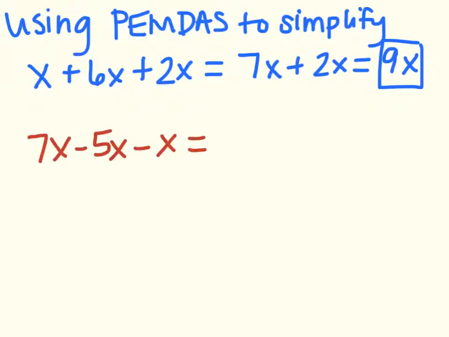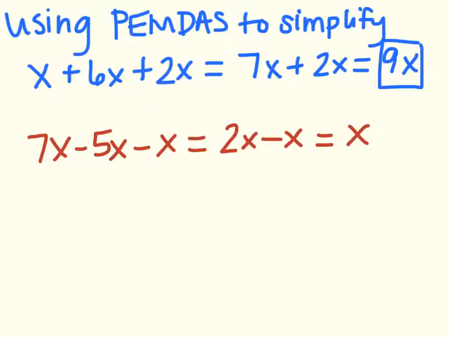Now let's simplify 7x minus 5x minus x. Once again, our operations are all the same, so we simply need to work from left to right. 7x minus 5x will give us 2x, and then we still have our minus x to work with here. 2x minus x leaves us with simply 1x.